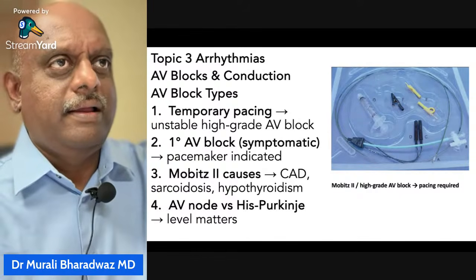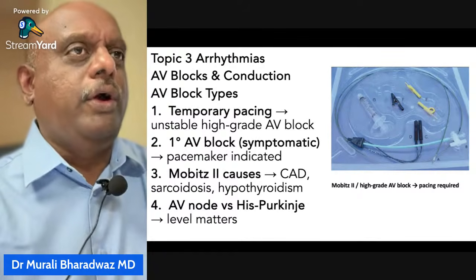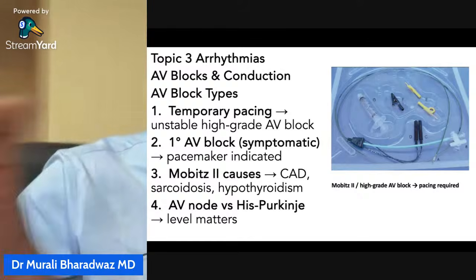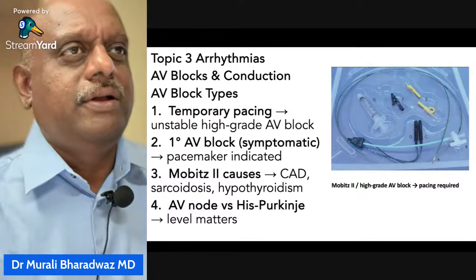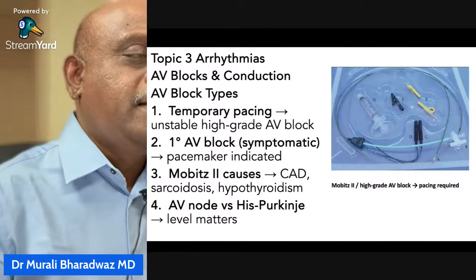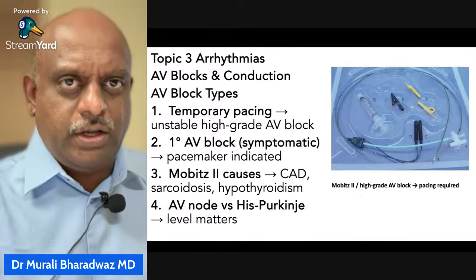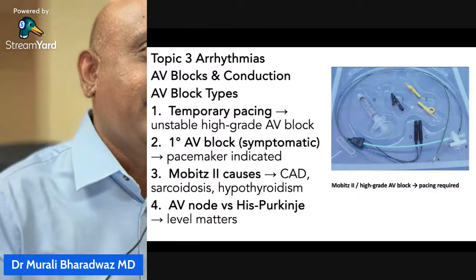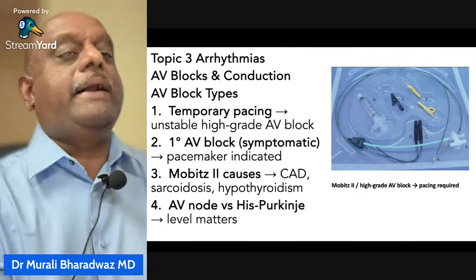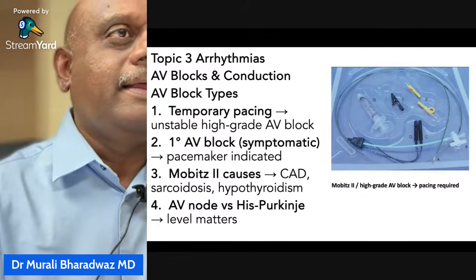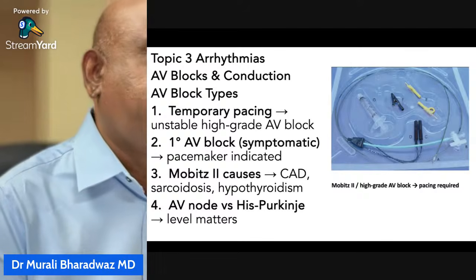P wave is there, QRS is there, AV node completely blocked, P not going to QRS. QRS developed its own idioventricular rhythm. So P waves are happening at their own rhythm, QRS happening at its own rhythm. P, P, QRS, P, P, P, QRS, QRS, QRS, QRS, P. Like that if it is happening, that's called AV dissociation. It is the hallmark of complete heart block. There also you require a pacemaker.